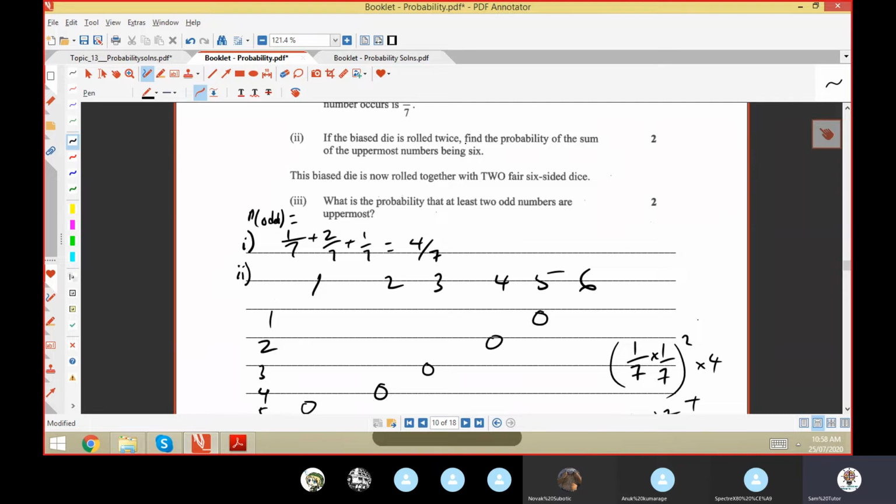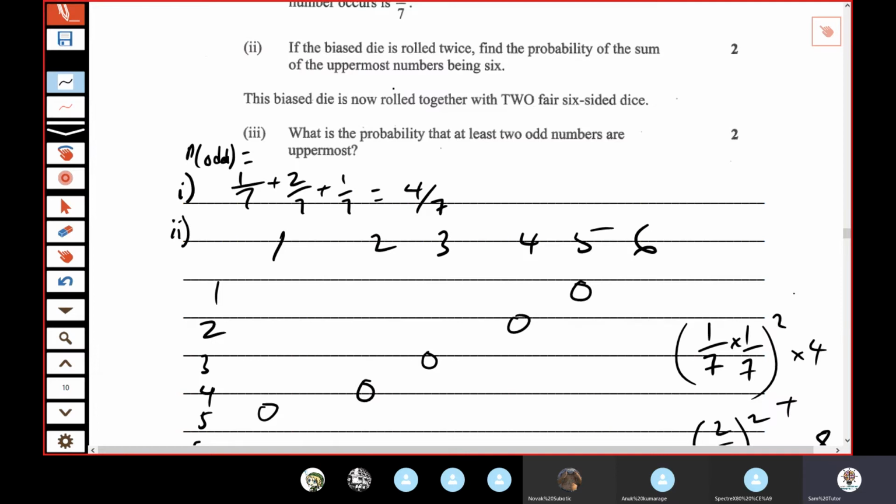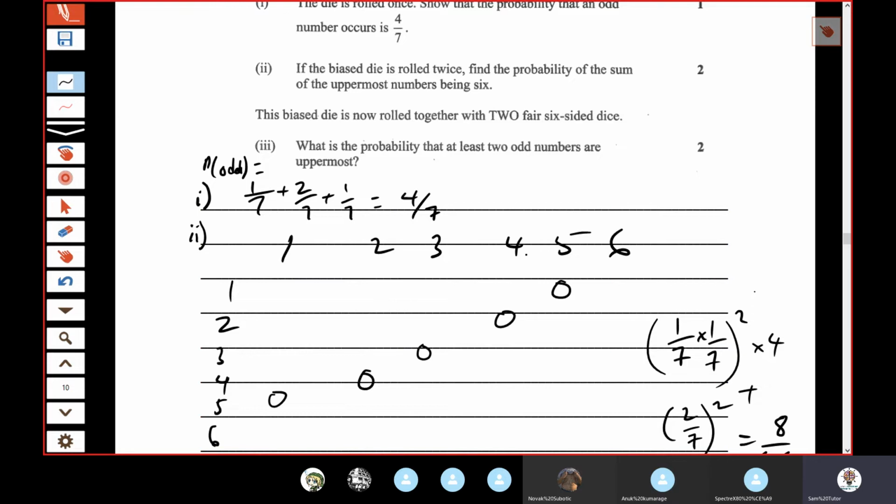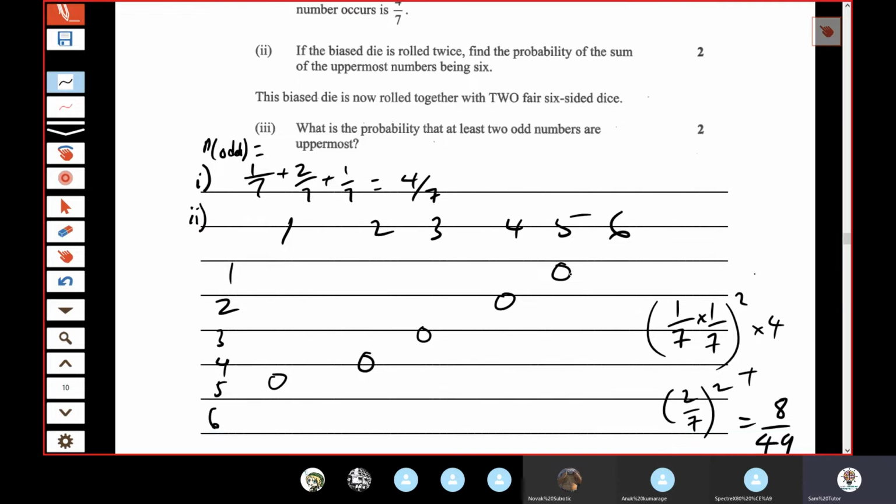So if the biased die is rolled twice, find the probability of the sum of the uppermost numbers being 6. That would be 5 and 1, 2 and 4, 3 and 3, 4 and 2, and 5 and 1. What's the probability of getting a 5? That would be 1/7 times, what's the probability of getting a 1? 1/7 as well. So 1/7 times 1/7.